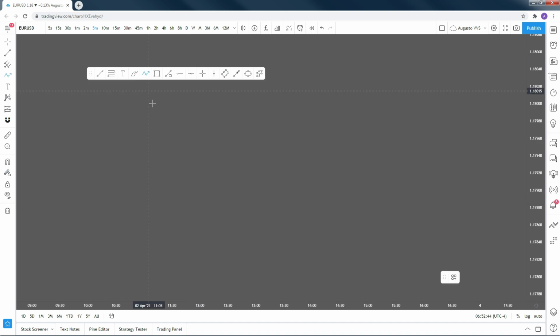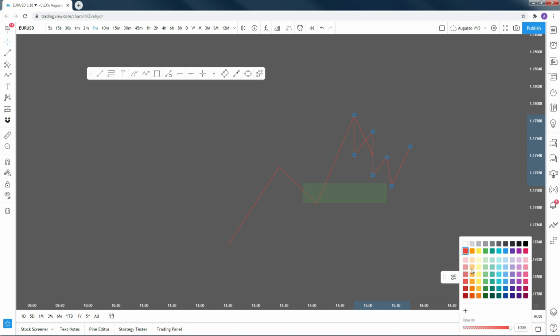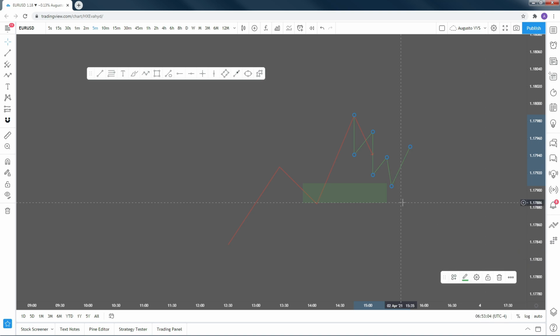So let's say that we are currently on a 1 hour bullish trend like this, right? We are framing our idea based on a 1 hour order block that we might have here. And when price is hitting our level on the 5-minute chart, for example, we have a break of market structure right here, right? So the red line is the 1 hour chart and the green line is the 5-minute chart.